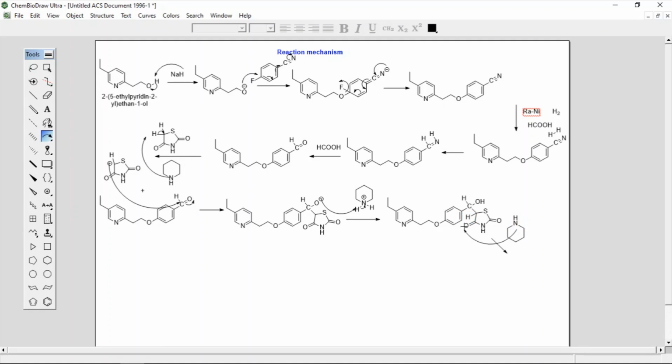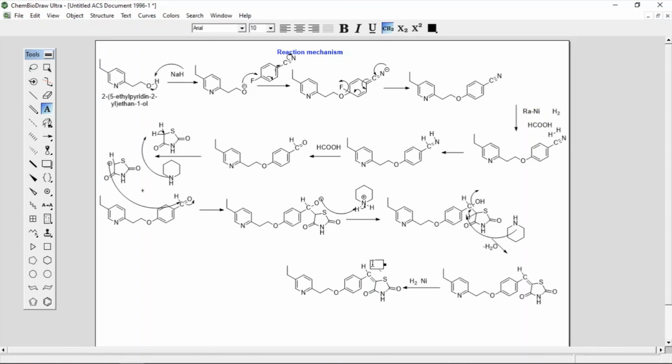The bond will delocalize here, and this is simply the loss of H2O, and you get the product, pioglitazone.